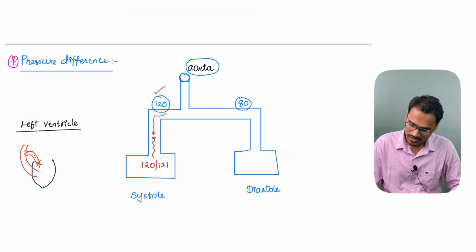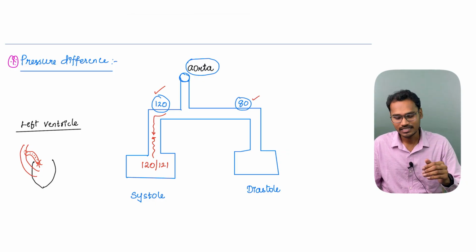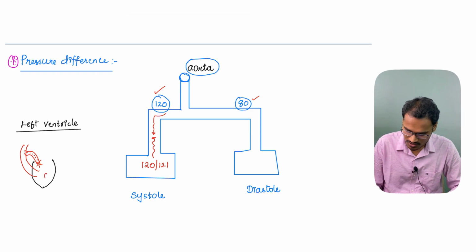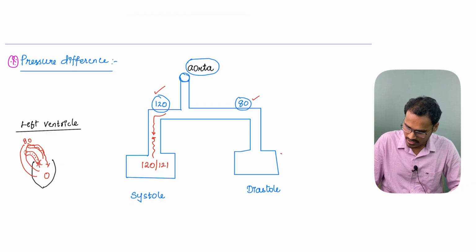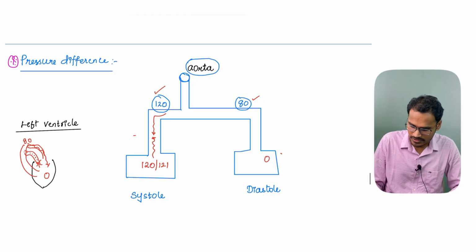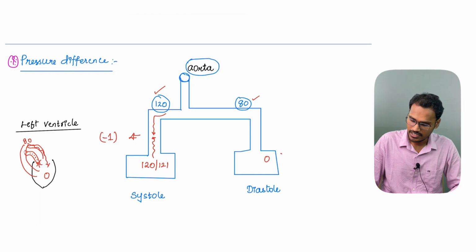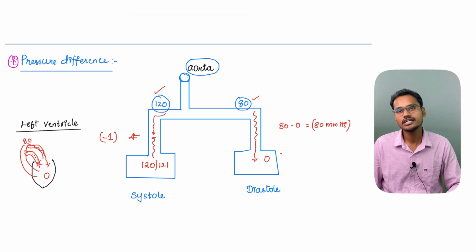Next, coming to diastole. In diastole, the pressure in the aorta is 80, whereas the pressure in the ventricle is almost 0. So now what is the pressure difference? The pressure is 80 here and it is 0 here. So the blood will easily flow from the aorta via the coronary arteries into the ventricle. During systole, the pressure difference was around -1, so obviously it cannot do it. Here it is 80 minus 0, which is equal to 80 mm Hg. This 80 mm Hg in the aorta will facilitate the blood flow into the ventricle during diastole.